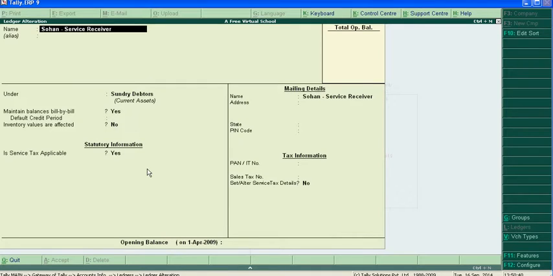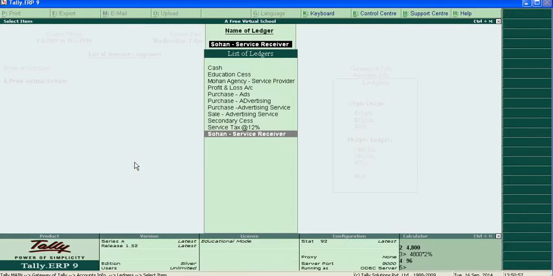Like this, you also create the service receiver. If you have to provide the service to anybody, the other party will be the service receiver. He will be under Sundry Debtors and the inventory value will not be affected. Is service tax applicable? Yes.